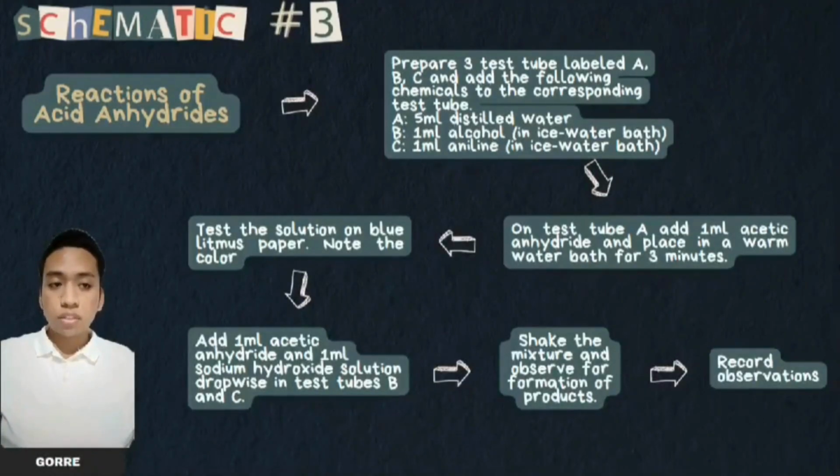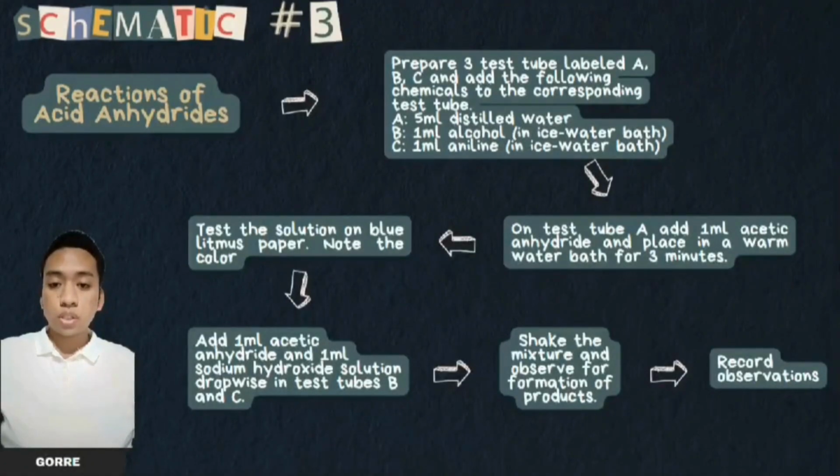First is to prepare 3 test tubes labeled as A, B, and C and add the following chemicals to the corresponding test tube. For test tube A, add 5 ml distilled water. For test tube B, add 1 ml alcohol. And for test tube C, add 1 ml aniline. Test tubes B and C are placed in an ice water bath. Next, for test tube A, add 1 ml acetic anhydride and place in a warm water bath for 3 minutes.